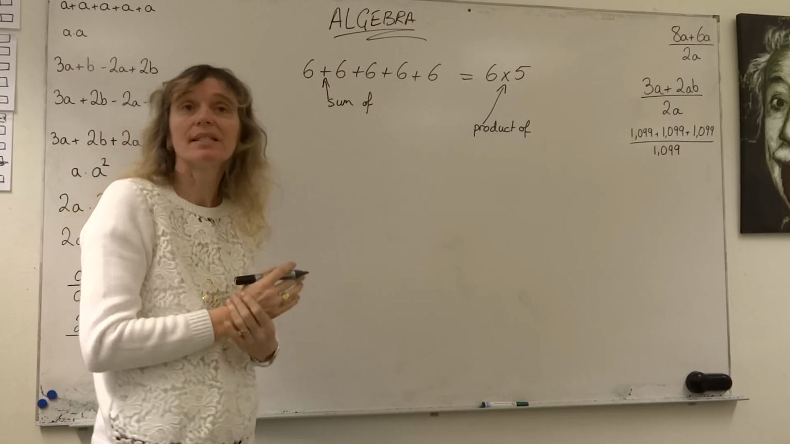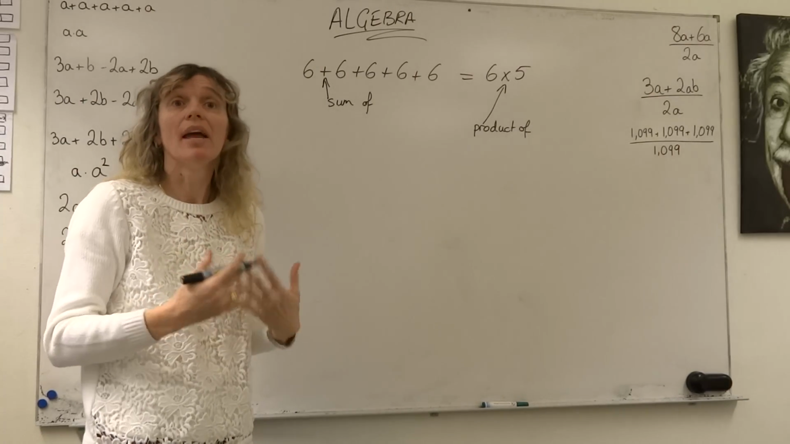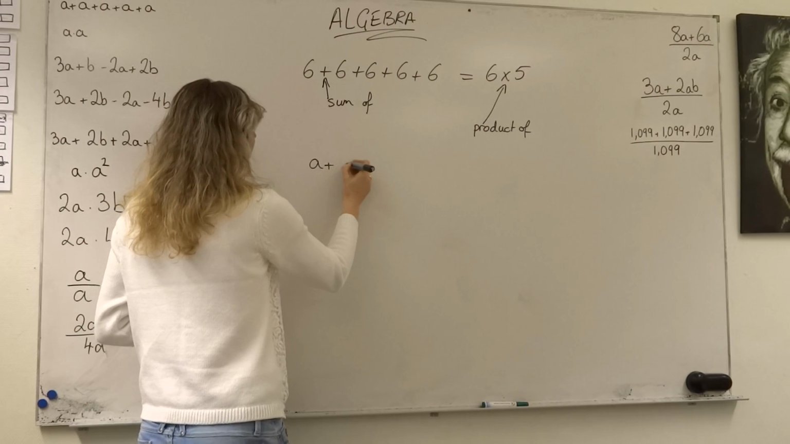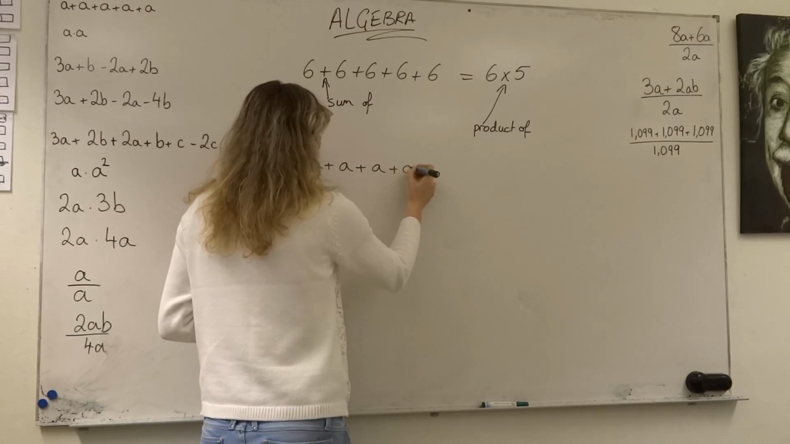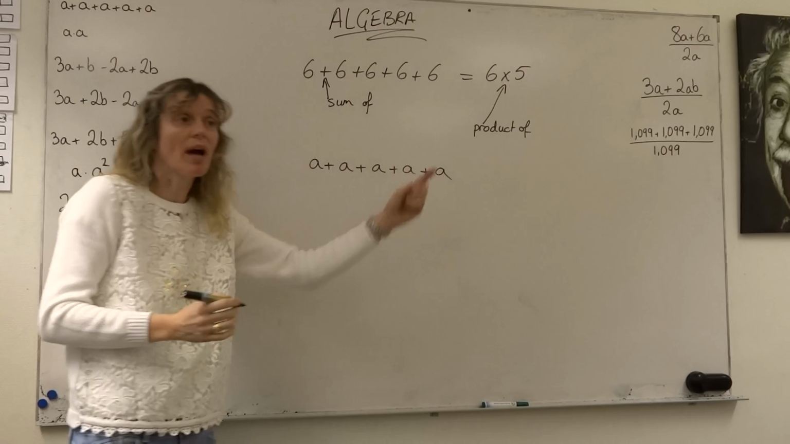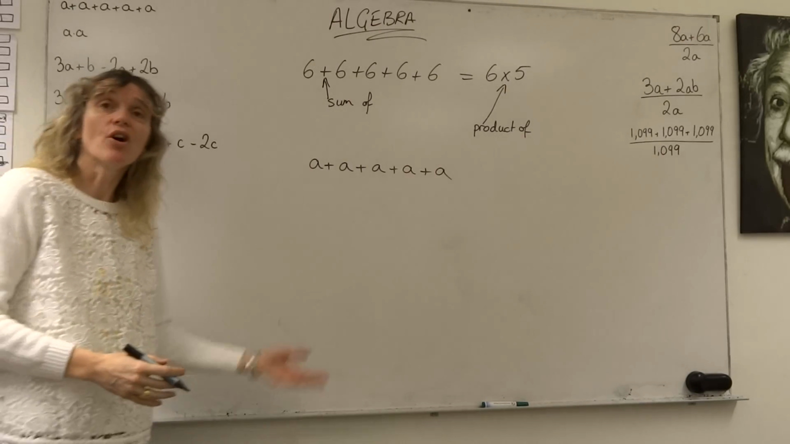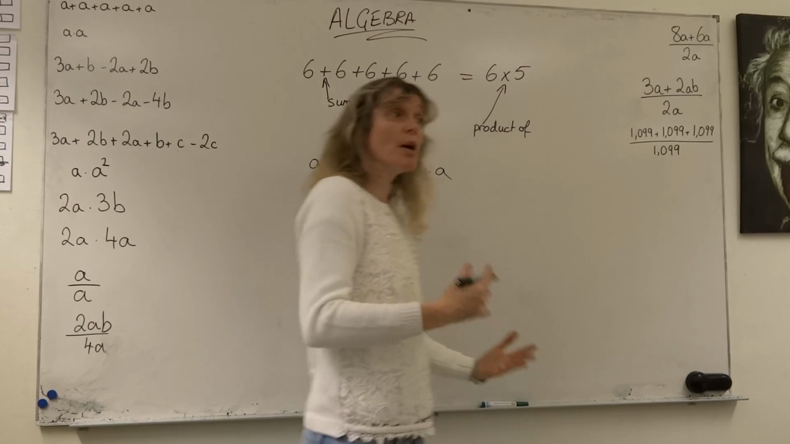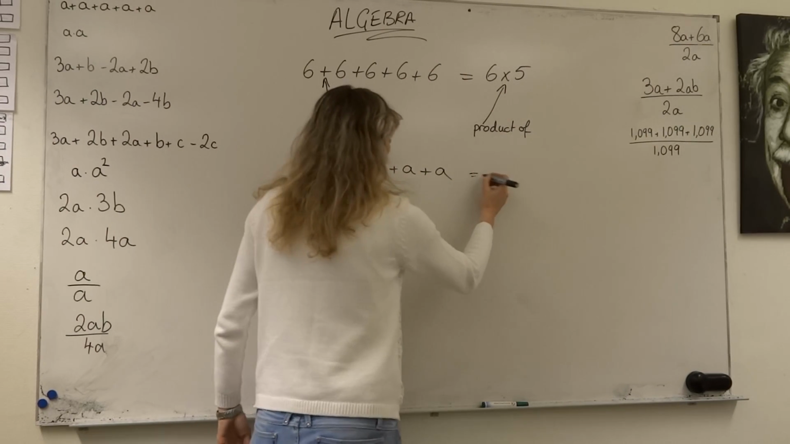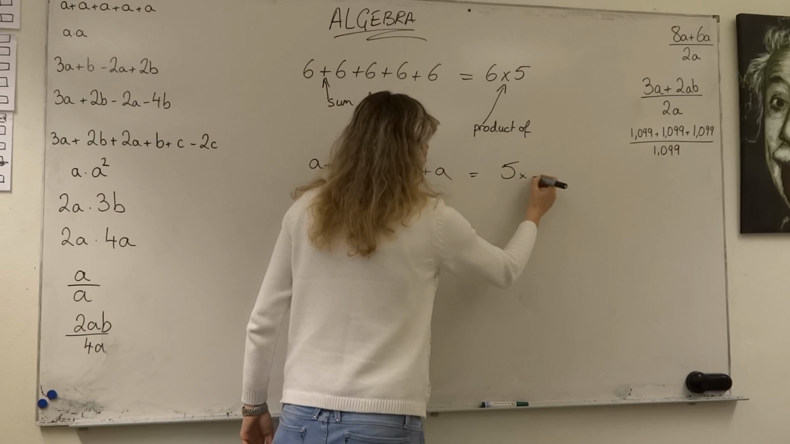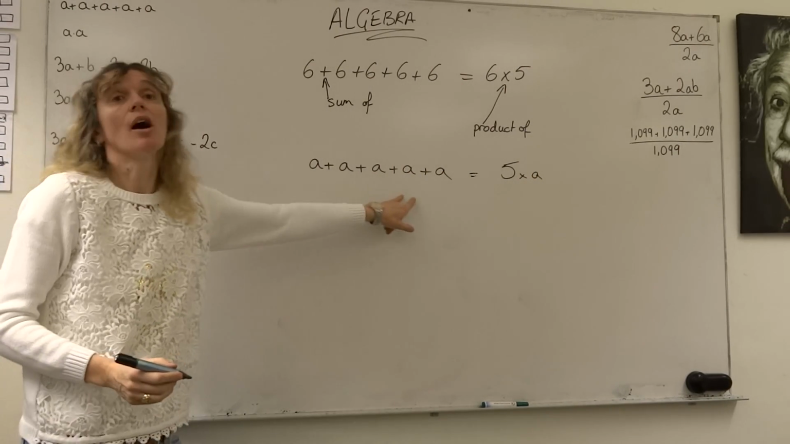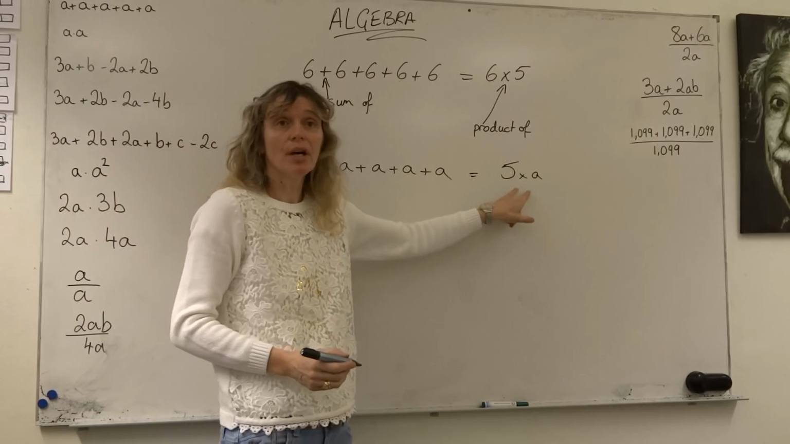And we can use exactly the same thing if we had letters instead. So if we were to have A plus A plus A plus A plus A, we could write it like that. But if I've got 30 different lots of A's, it's going to take me a long time. So it's much more sensible to write it as 5 lots of A. This is the sum of A. These are the products of A.